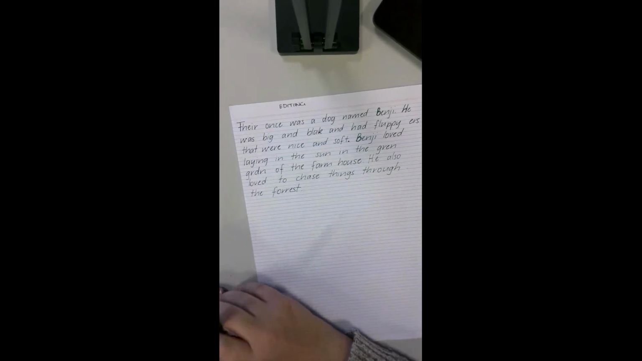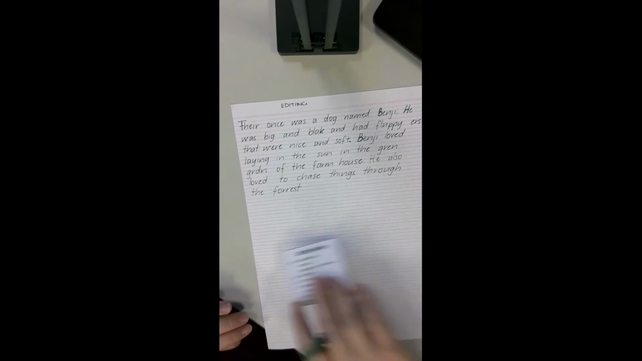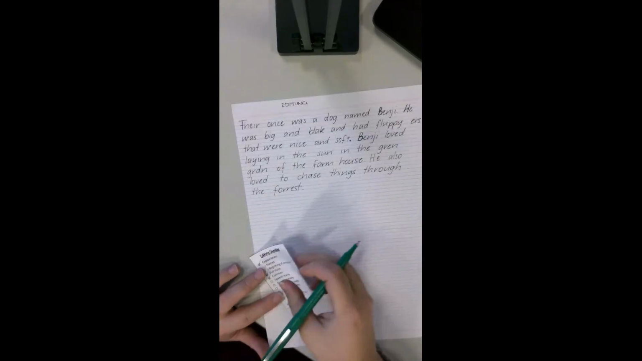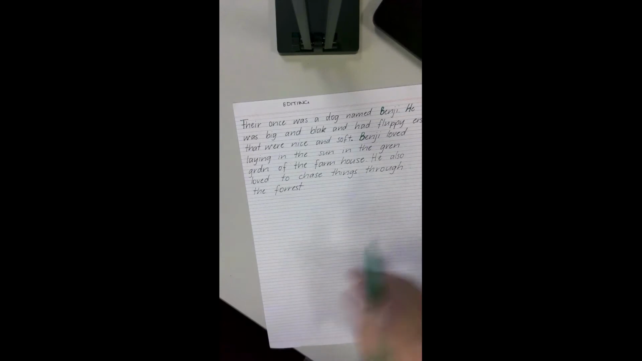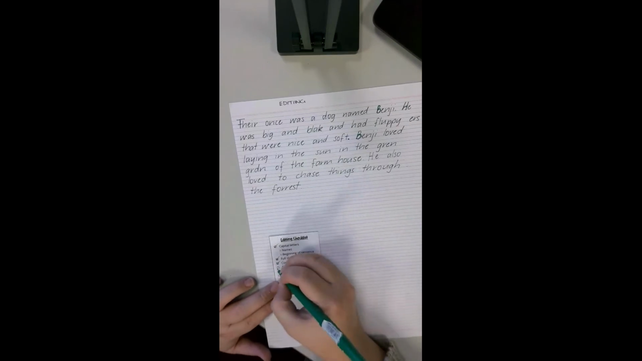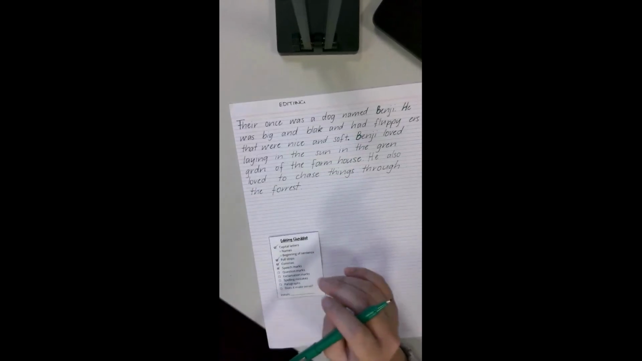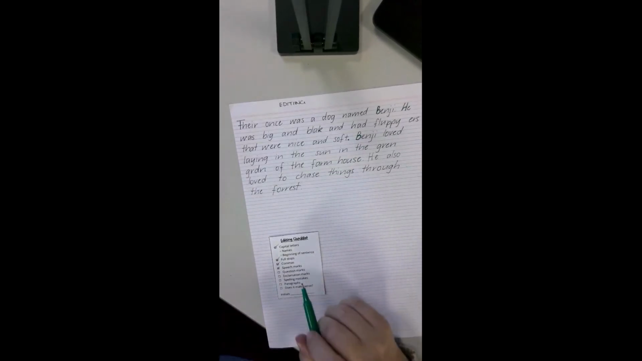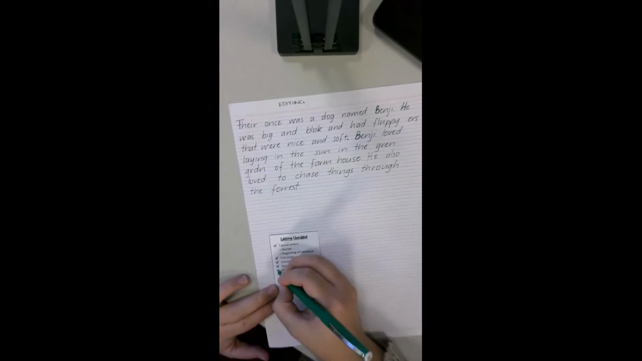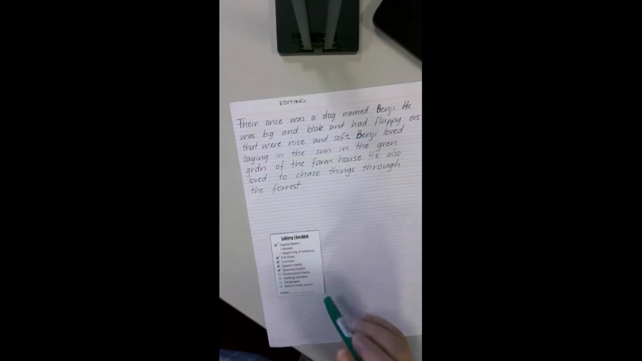There once was a dog named Benji. He was big and black and had floppy ears that were nice and soft. I don't think I need any in mine. I'm happy with it. Speech marks. Now I know because I've already read it, I know I haven't got actually any of my characters speaking in this part of my story. So I'm going to go ahead and tick that because I don't have to worry about that. Question marks. Do I have any questions in my piece of writing at the moment? No, I do not. Do I need any exclamation marks? No, I think it's fine how it is.